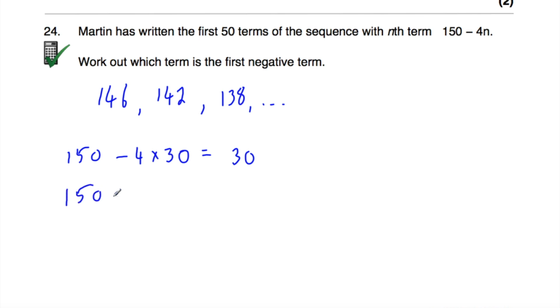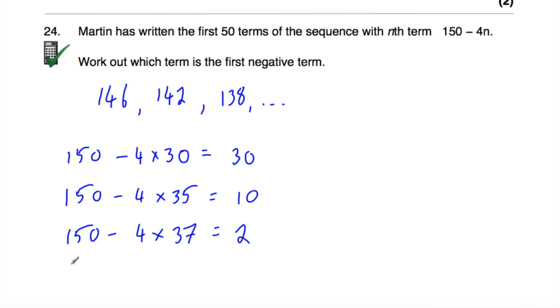So we would do 150 minus 4 times 35. And if we type that into our calculator, we get that's equal to 10. So let's try the 37th term. So 150 minus 4 times 37, and that's equal to 2. Just typing that into my calculator.